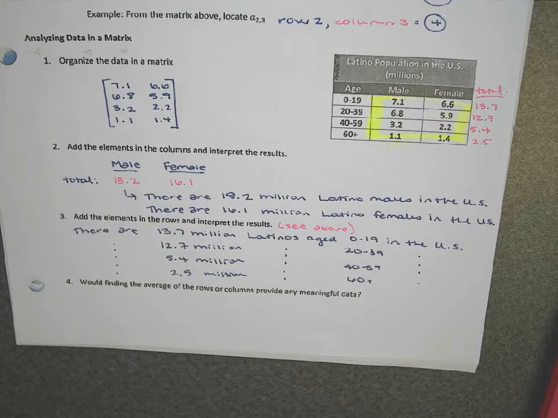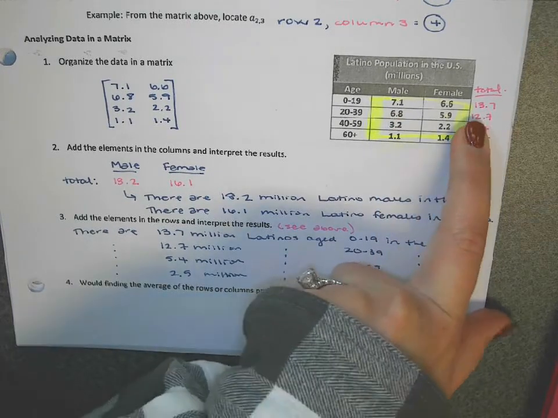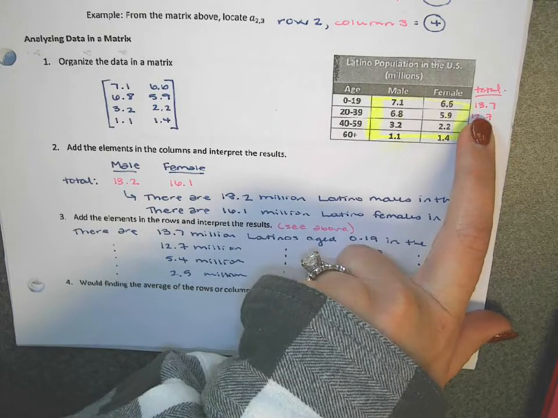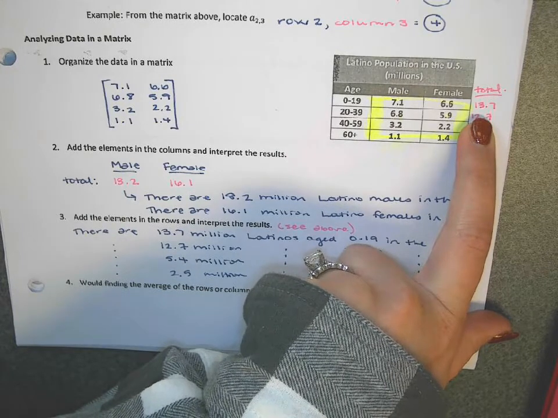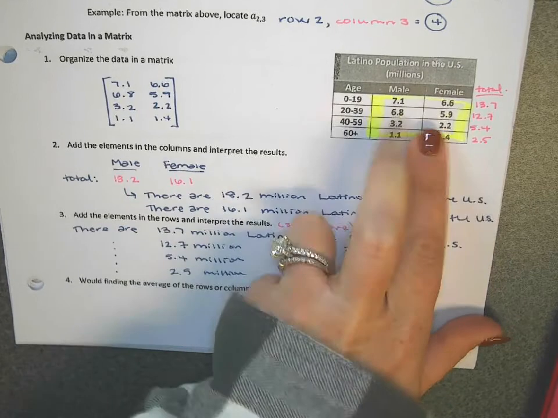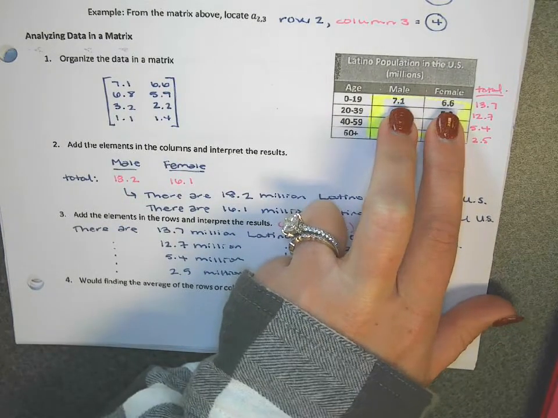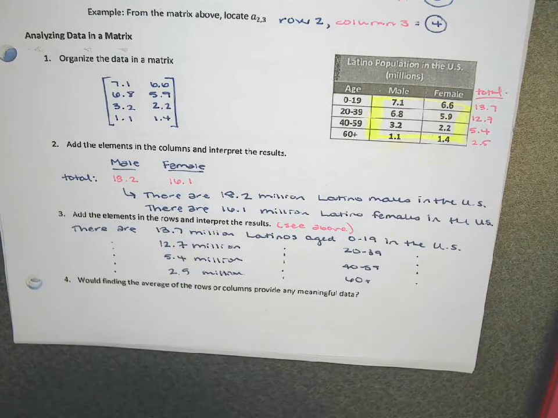Yes. The next says, would finding the average of the rows or columns provide any meaningful data? So a lot of times what happens is if you find a total and it's meaningful, sometimes the average is not going to be meaningful. Sometimes both will be meaningful. Usually it's like one or the other, though. If I average the 7.1 and 6.6, my total was 13.7, so I would divide that by 2. I would get 6.85. It doesn't really make sense because the males and females are just 2 groups.